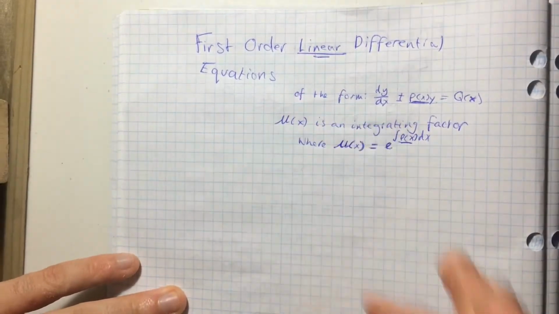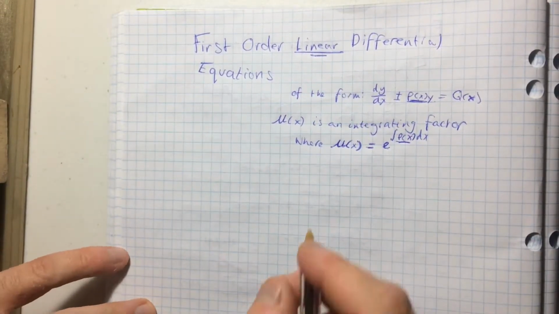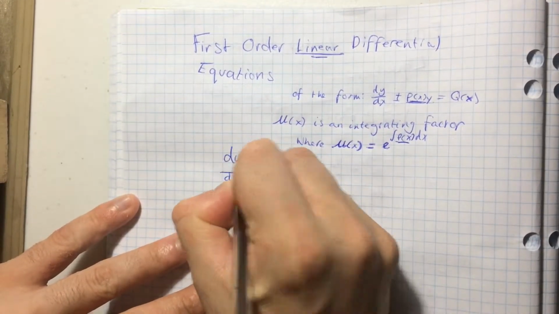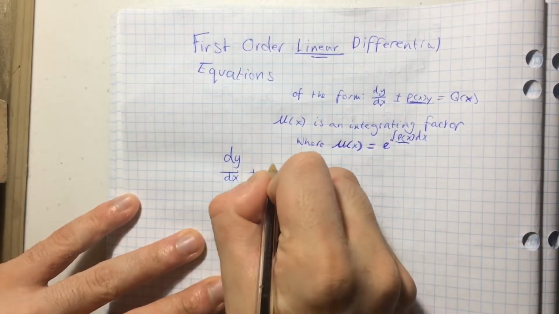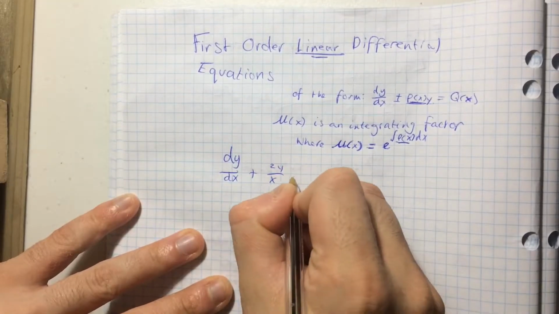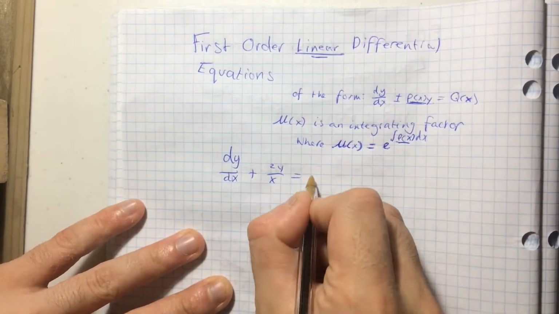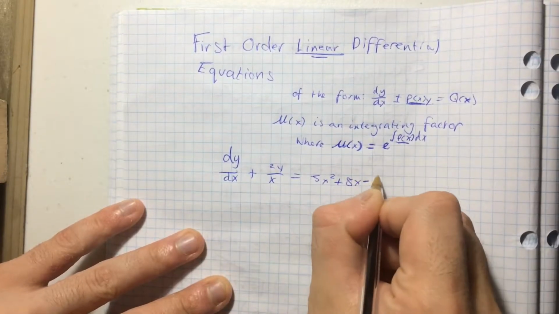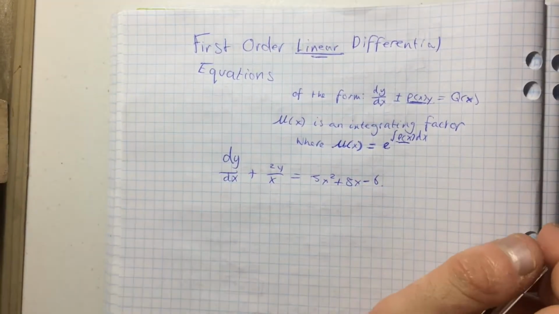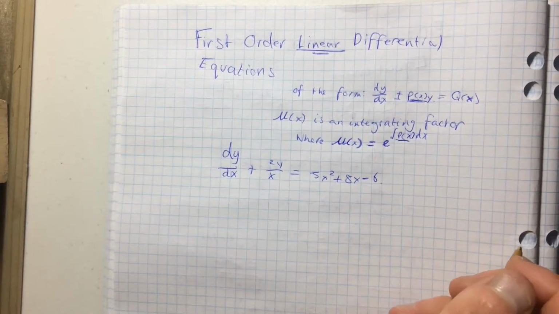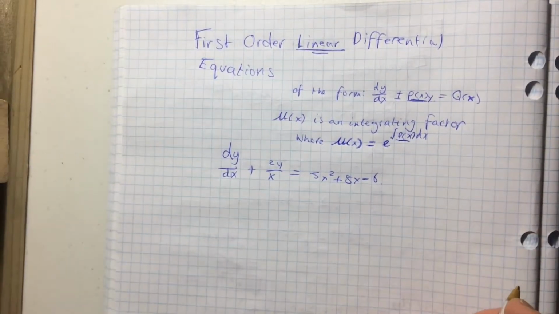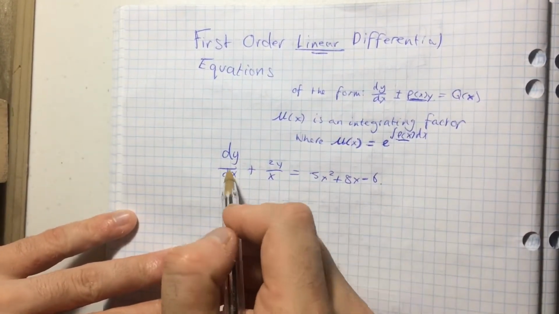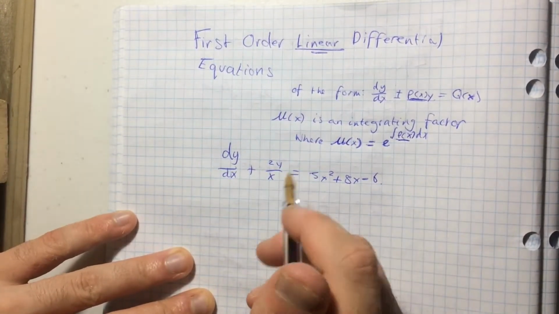So, which equation are we going to do today? Well, I'll show you. dy/dx plus 2y over x is equal to 5x squared plus 8x minus 6. That's our equation. So, how do we solve that? Well, what we've got to do is recognize, is it of this form? And yeah, it is, because it's easy. I didn't want to make it too hard.